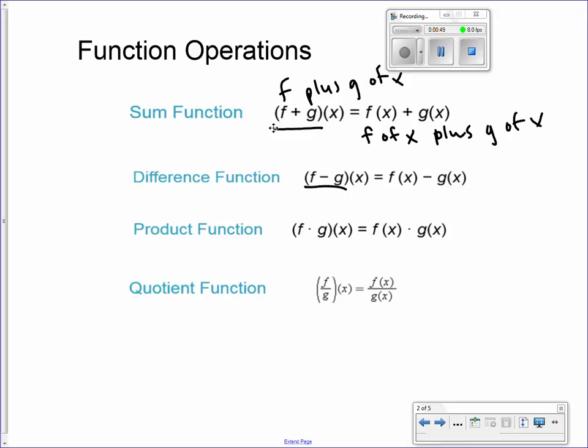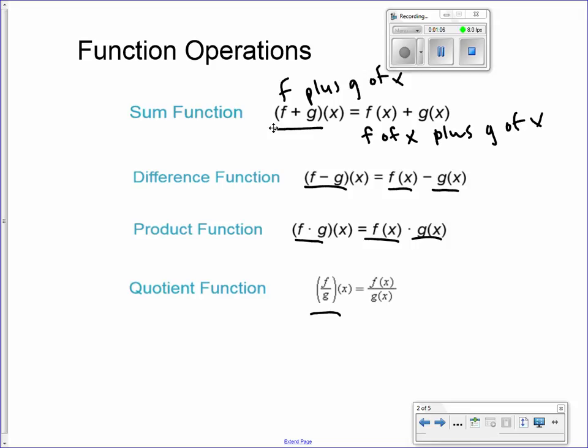So this says f minus g of x is the same thing as taking f of x minus g of x. F times g is the same thing as f of x times g of x. And then the quotient, which is division, f divided by g of x is the same thing as f of x divided by g of x.